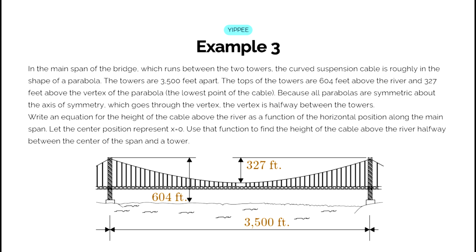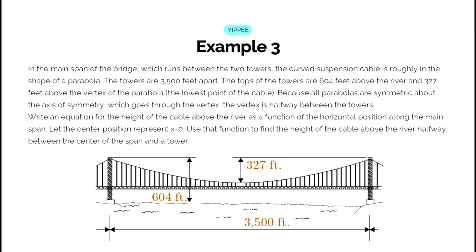Forget them. The main span of the bridge, which runs between the 2 towers, the curved suspension cable is roughly in the shape of a parabola. The towers are 3,500 feet apart. The tops of the towers are 604 feet above the river and 327 feet above the vertex of the parabola, the lowest point of the cable. Because all parabolas are symmetric about the axis of symmetry, which goes through the vertex, it is halfway between the towers.